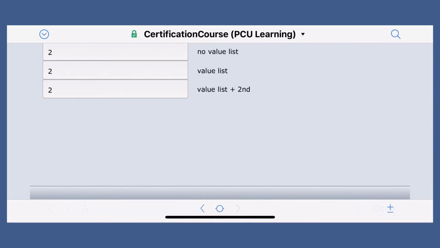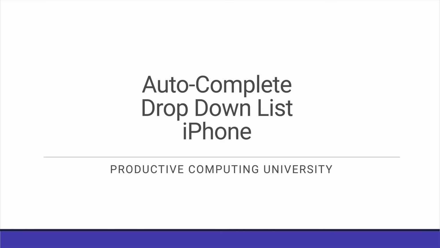So I hope that helps answer the question about the autocomplete for FileMaker Go and the iPhone.